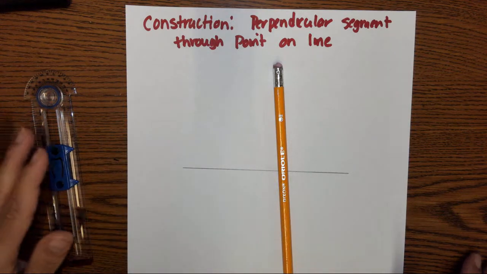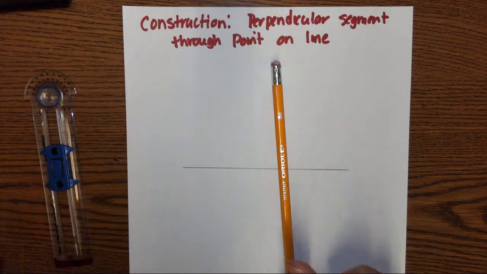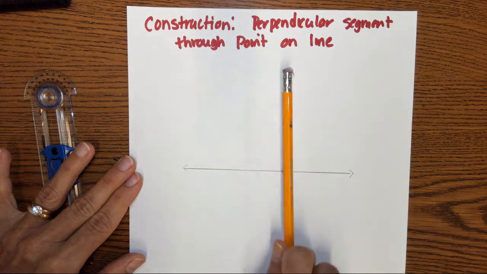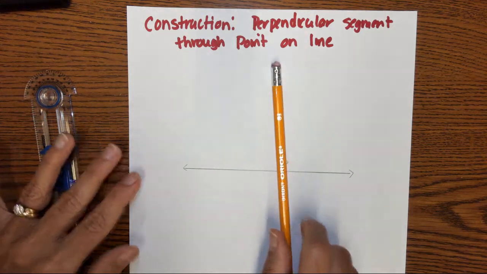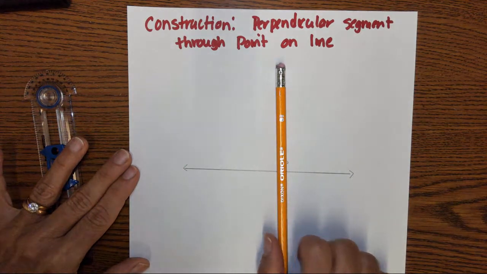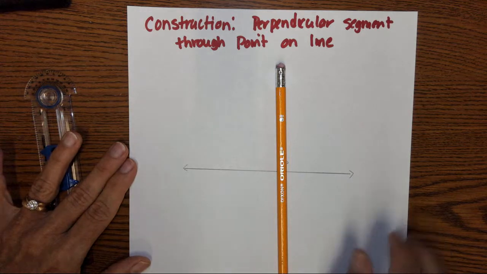Notice it is not bisecting that segment or that line. It's going to be a line, so I should put arrowheads on it. But it is going to go right through point P and be perpendicular. Remember that perpendicular lines intersect to form congruent right angles.